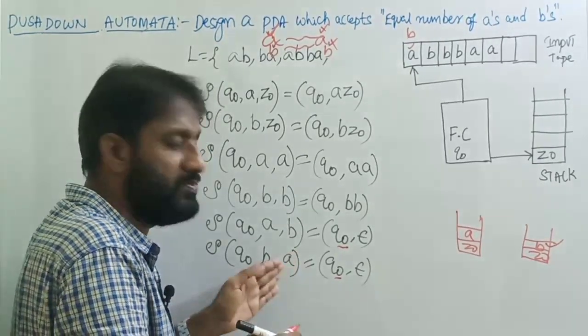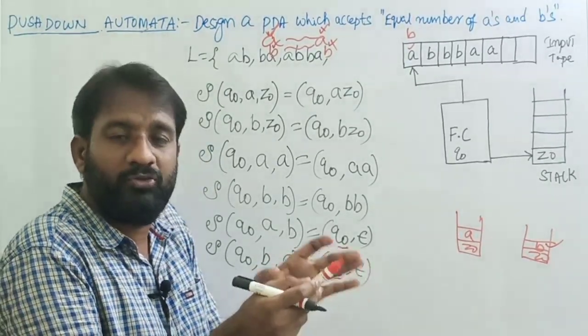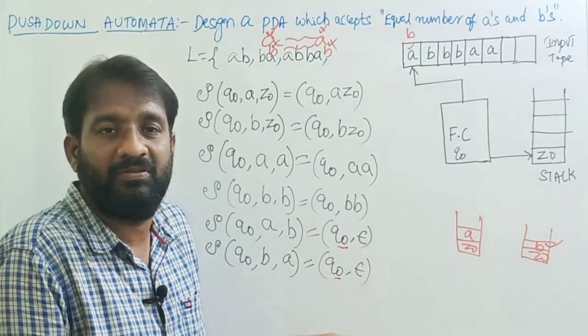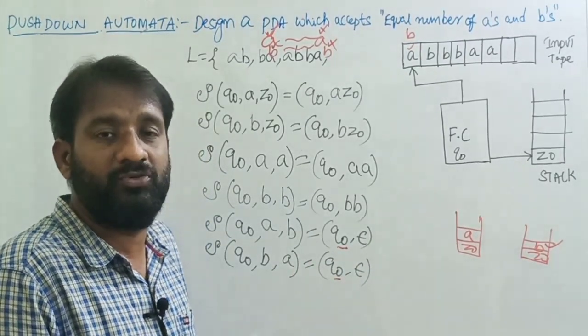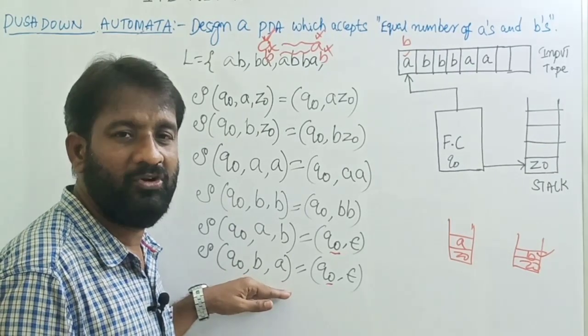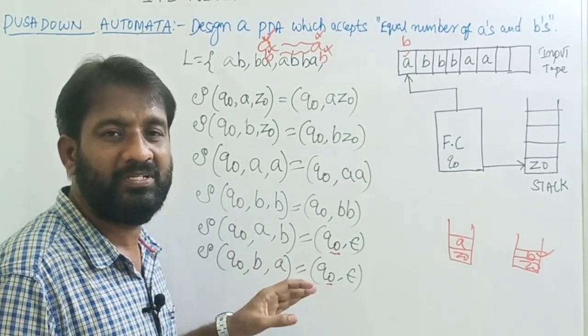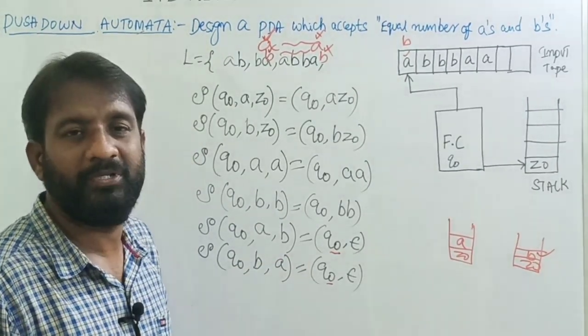That's why it is not possible to change the state. I mean, the pushdown automata configuration is not changed. That's why we are not moving to a new state. In state Q0, we read all A's and B's. We did the push operation and pop operation.